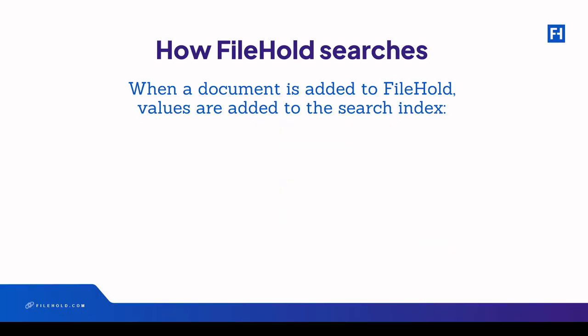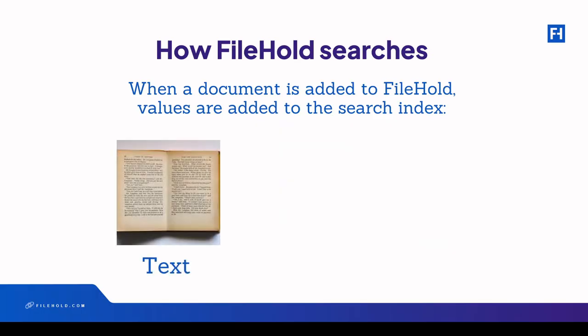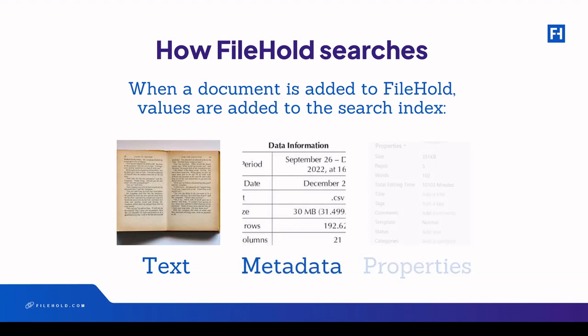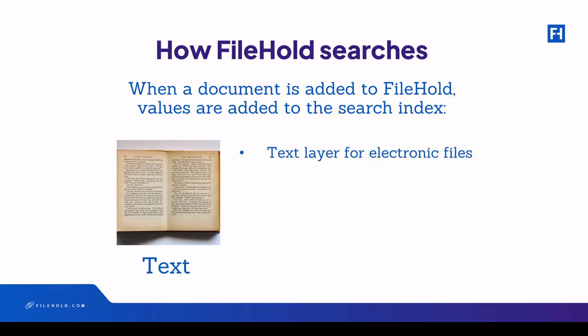When a document is added to FileHold, values are automatically added to our search index. We're adding the text, we're adding the metadata, and we're adding the properties of that document into our search index. So for text, we're talking about a text layer for an electronic file. If you produce a PDF from Microsoft Word, that will have a text layer built into it. Or if it's a Word file, that will also have a text layer. If it has text, that's automatically going to be added into our search index.